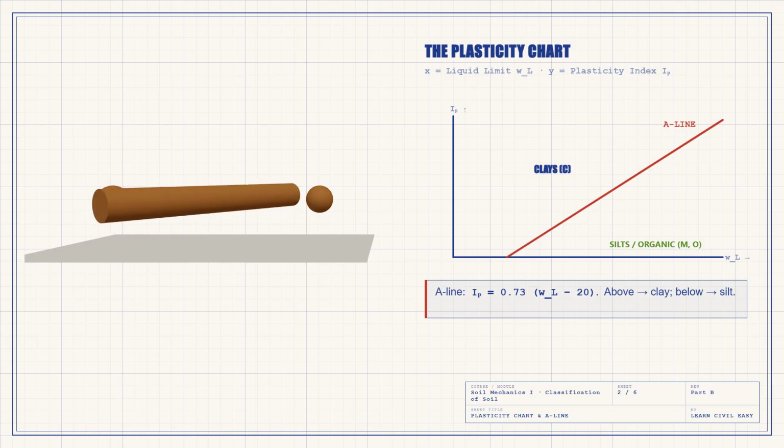And here is what it does for us. Any fine soil that plots above the A line is a clay. Any soil that plots below it is a silt or an organic soil. That is it. One line neatly separates clays from silts.